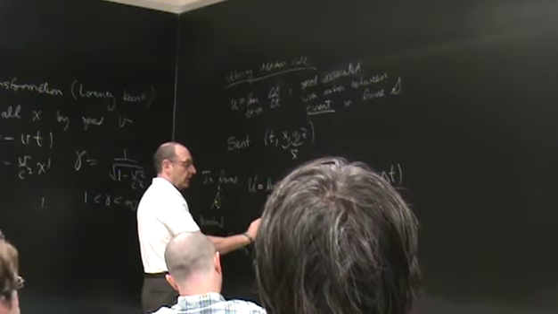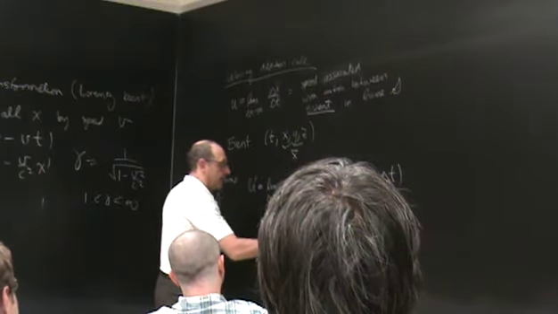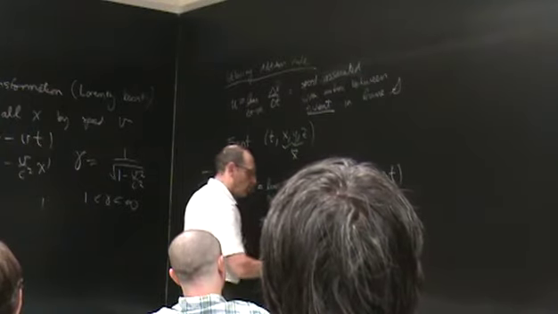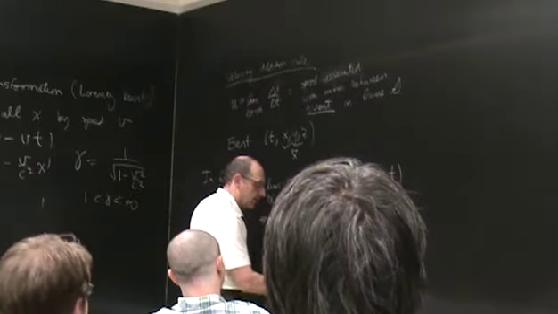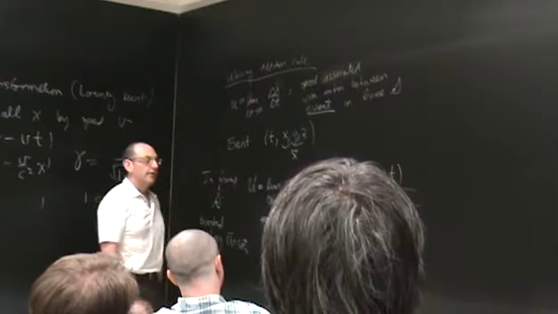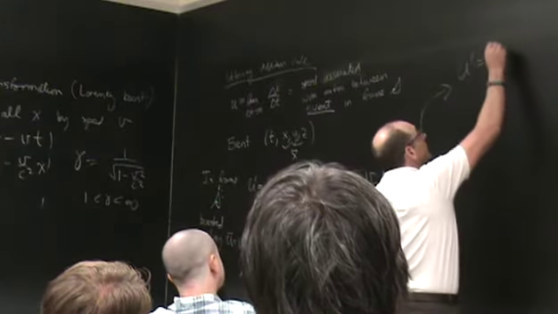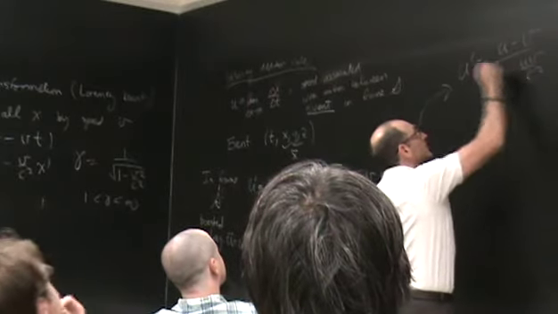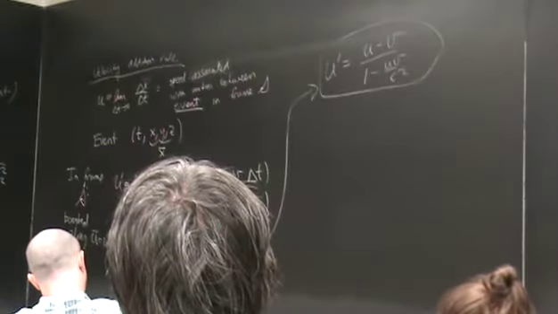equals the limit delta x goes to 0, of delta x over delta t minus v over 1 minus v over c squared delta x over delta t, having just divided everything by delta t, which says that the speed in the new reference frame is u minus v over 1 minus uv over c squared. The velocity addition rule, familiar in special relativity.